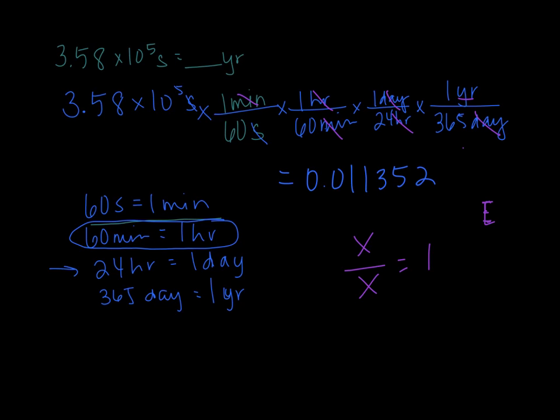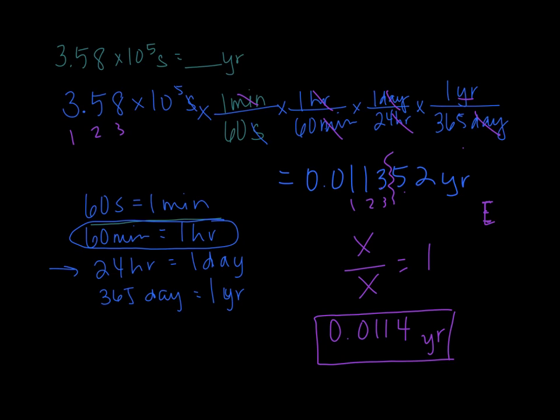Okay? And if you had to put this in significant figures, you've got 1, 2, 3 significant figures. So I'm going to go 1, 2. This is my third significant figure, so I'm rounding to that digit. And so I'm going to put 0.0114 because the 5 makes the 3 go up. And so that's how many years are in 3.58 times 10 to the 5th seconds. Okay? So a little more than 1% of a year.